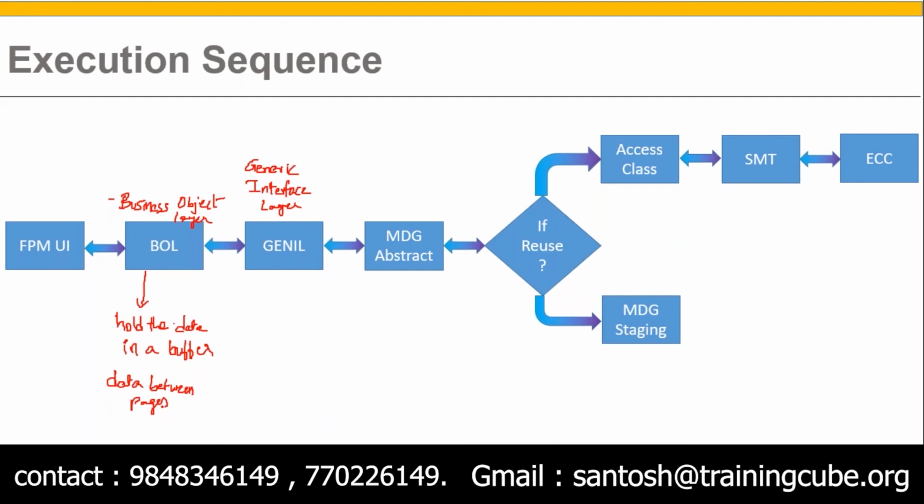Hold the data which is in between the pages in a buffer. So if the data is available in the buffer between the pages, it can do the validation, it can do the derivations, it can do some consistency checks. That's the reason we have this BOL layer.